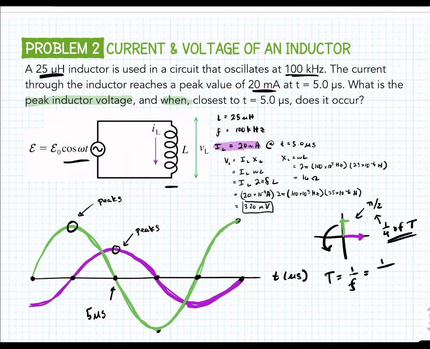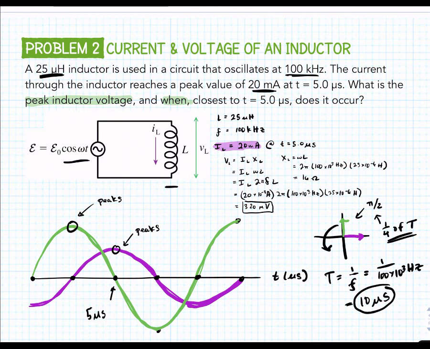That's going to be 1 over 100 times 10 to the 3rd hertz, which gives us 10 microseconds. Okay, 10 microseconds is the distance between this and, so this is not drawn to scale, but you know what I mean. So between peak and peak, this is 10 microseconds.